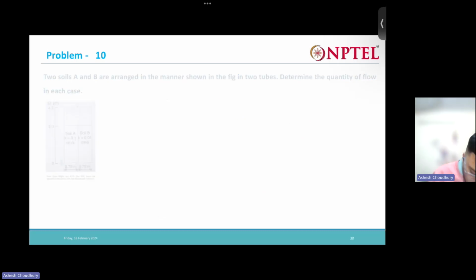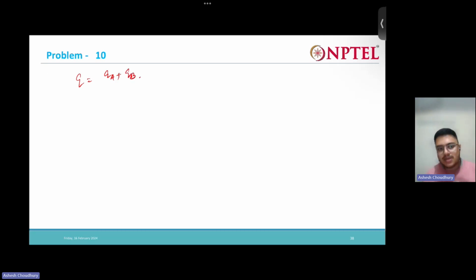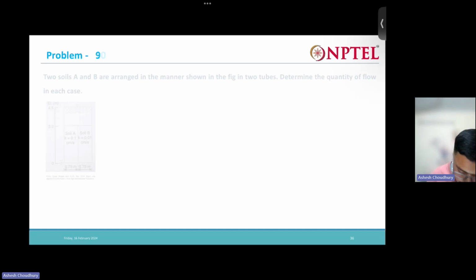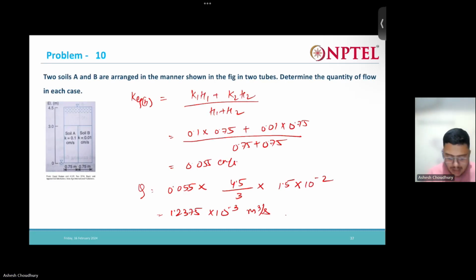If you want to solve it like this, the total Q will be QA plus QB. We need to determine QA and QB. So what is the thing that is going to be the same in both the cases? The same will be the head loss. So here HA is going to be equal to HB, which is nothing but 4.5 and 4.5. The same amount of head loss will be occurring in both the soils, so HA will be equal to HB.